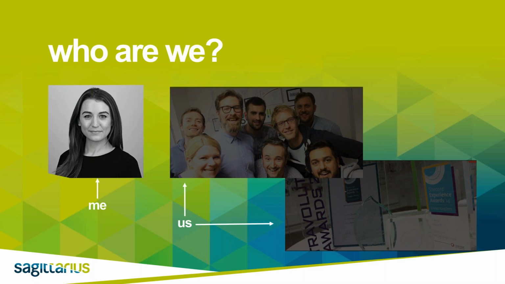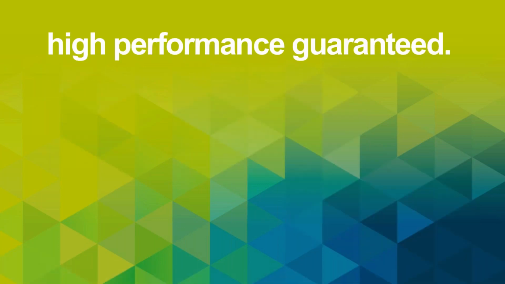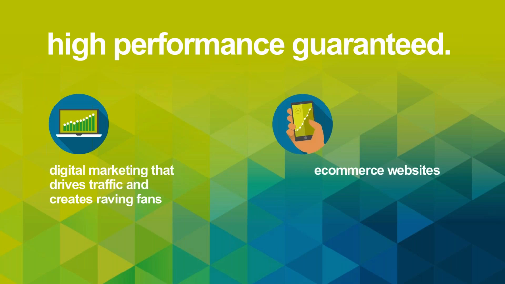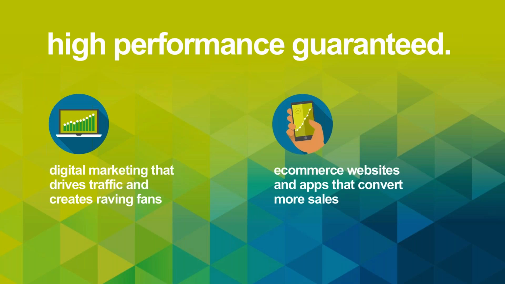Sagittarius was founded in 1979 as a print advertising agency and has since evolved to become a digital-only agency specialising in the Sitecore platform and performance marketing. So we focus on high performance guaranteed, and how do we do that? We simply do that by focusing on two main areas: digital marketing, which drives traffic and creates raving fans, and e-commerce websites and apps that convert more sales.